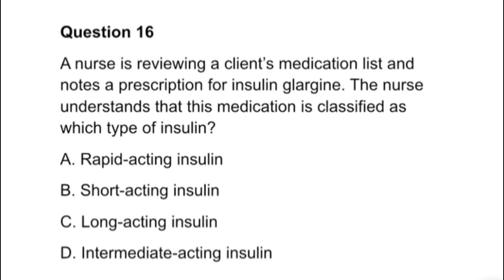Question 16. A nurse is reviewing a client's medication list and notes a prescription for insulin glargine. The nurse understands that this medication is classified as which type of insulin? A. Rapid-acting insulin. B. Short-acting insulin. C. Long-acting insulin. D. Intermediate-acting insulin.